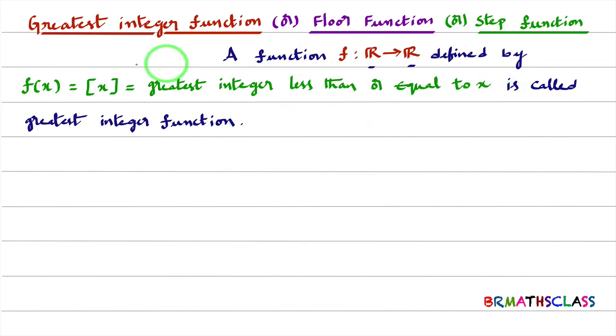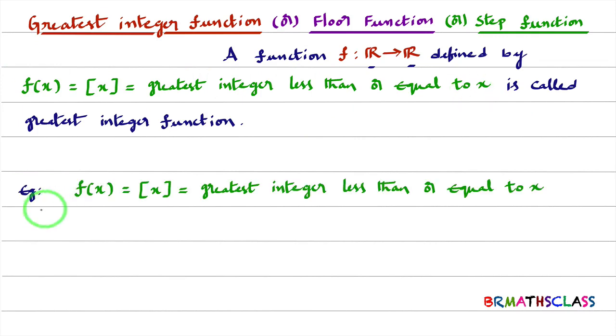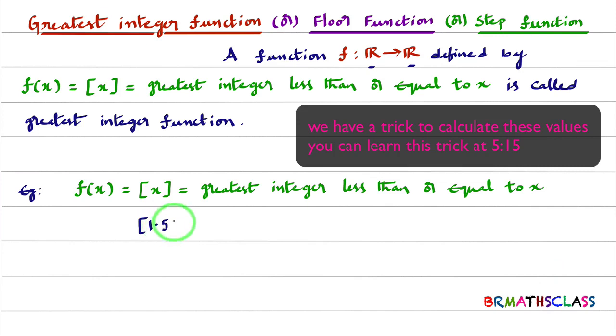Now, I'll explain this with examples. Okay. In this definition, this is the important thing. F of x equal to step x. Step x is greatest integer less than or equal to x. For example, if you want to find step 1.5, what is the value of step 1.5?